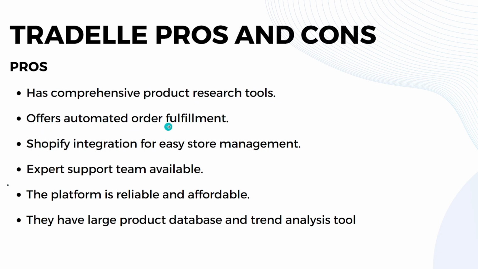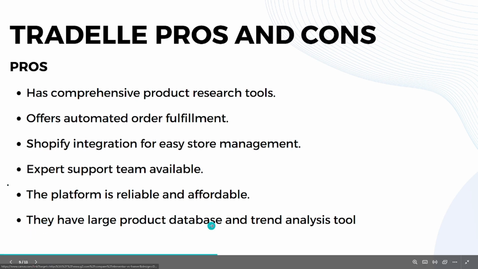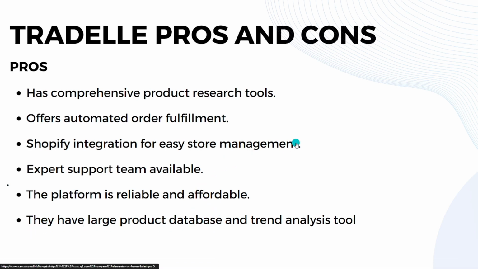Tradle offers automated order fulfillment. They have Shopify and AliExpress integration for easy store management. They have an expert support team available, and their platform is reliable and affordable. We all know that. And they have a large product database and trend analysis tool. So that's it for the pros.